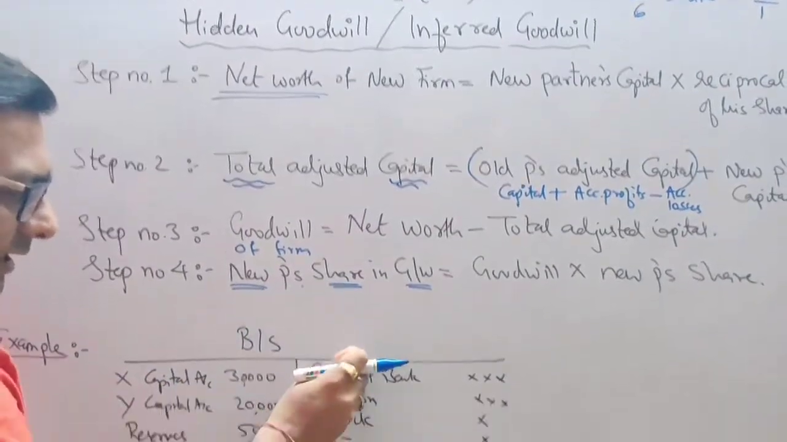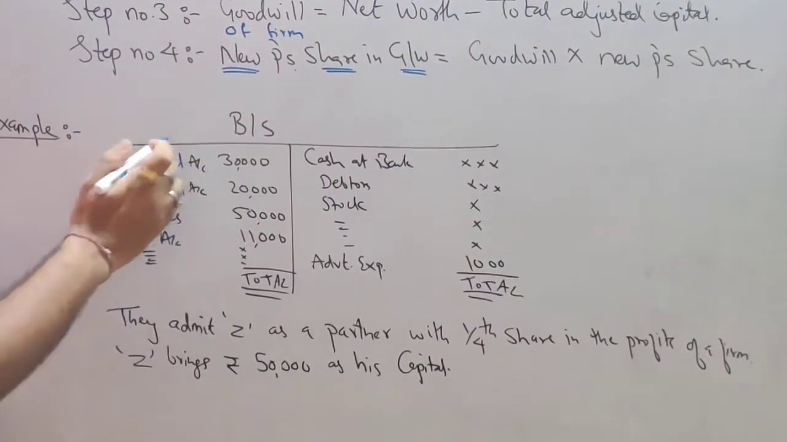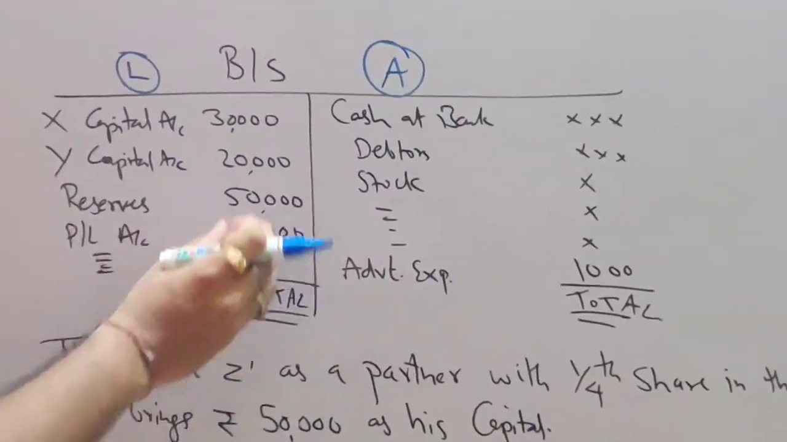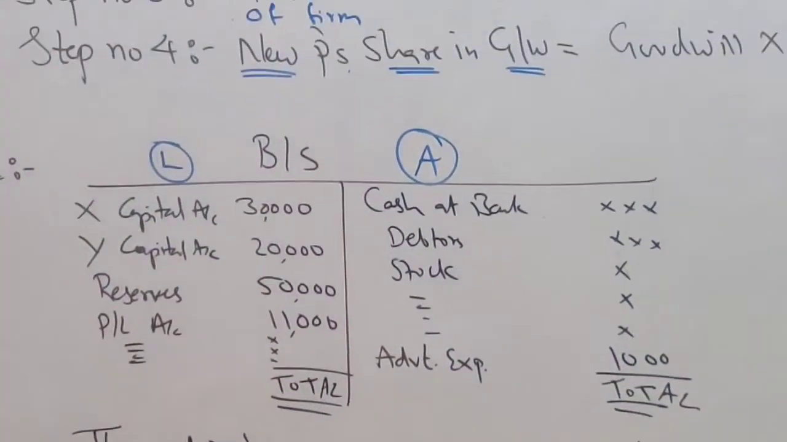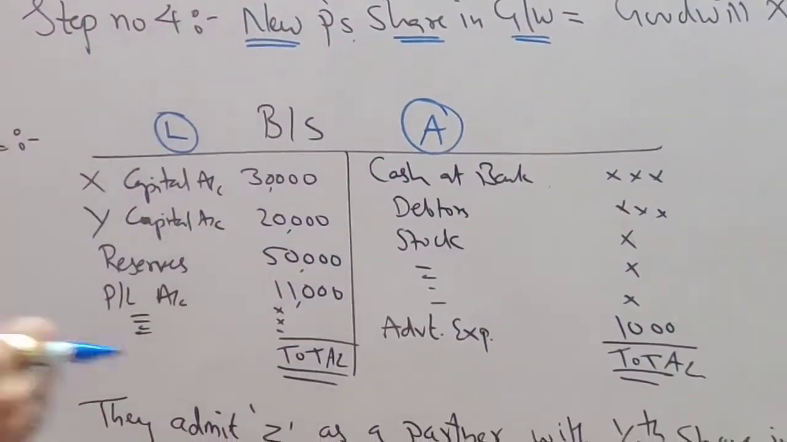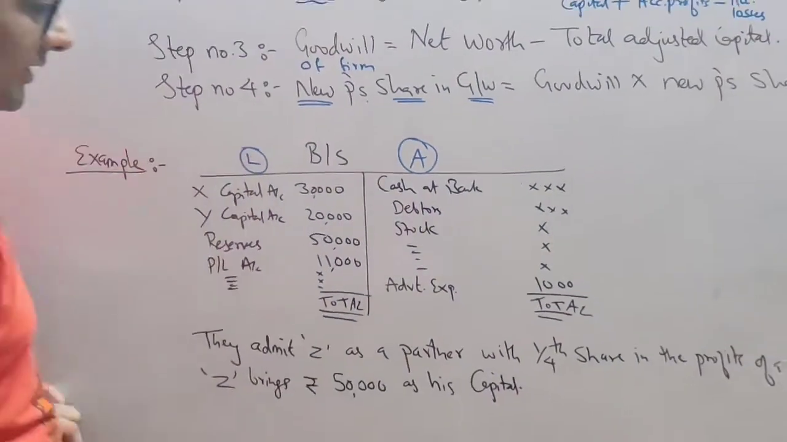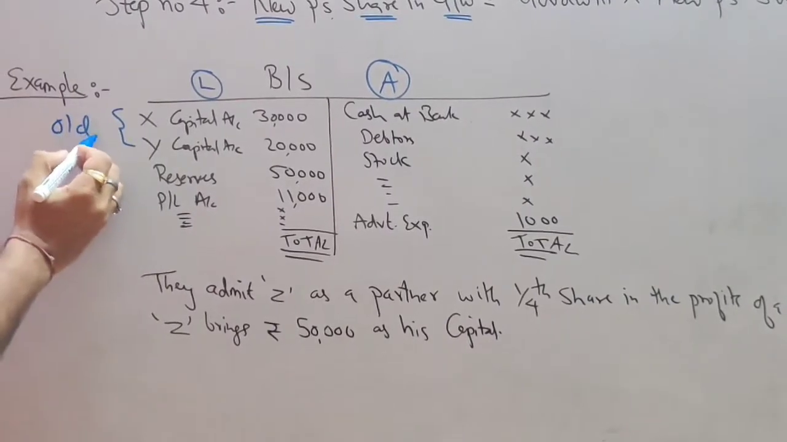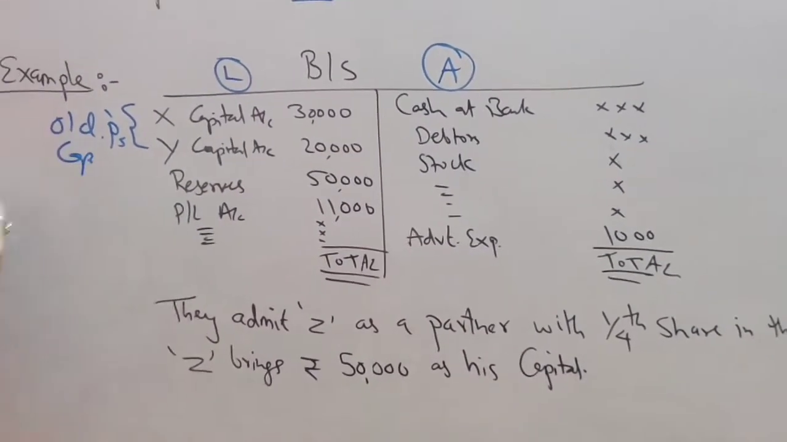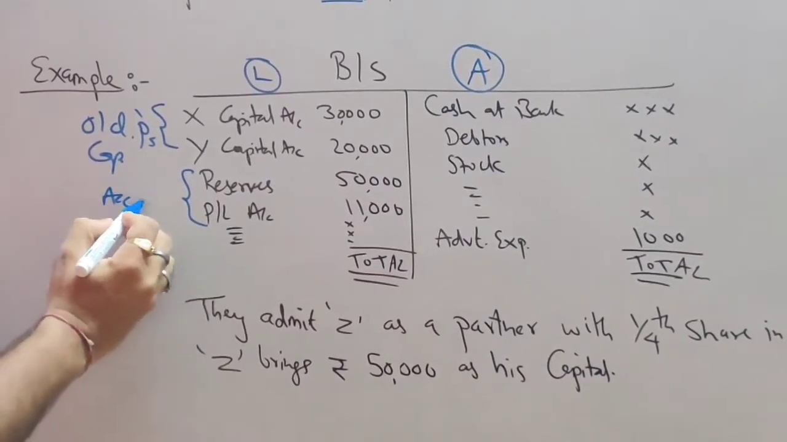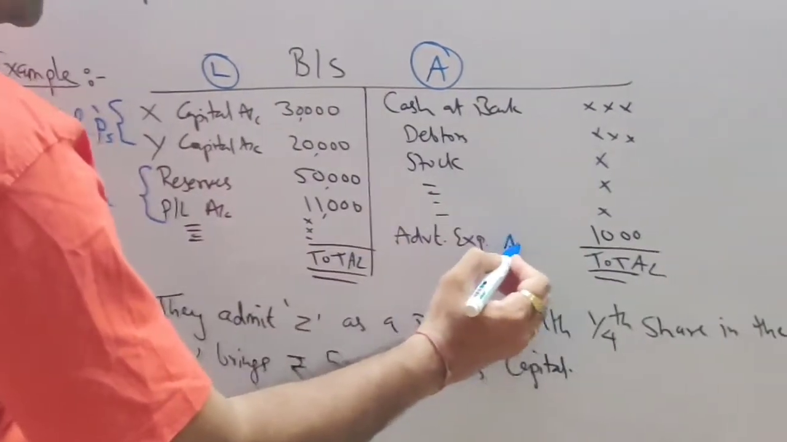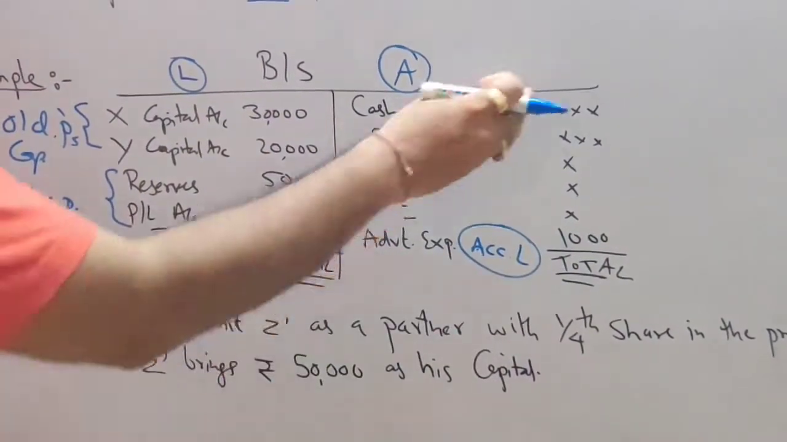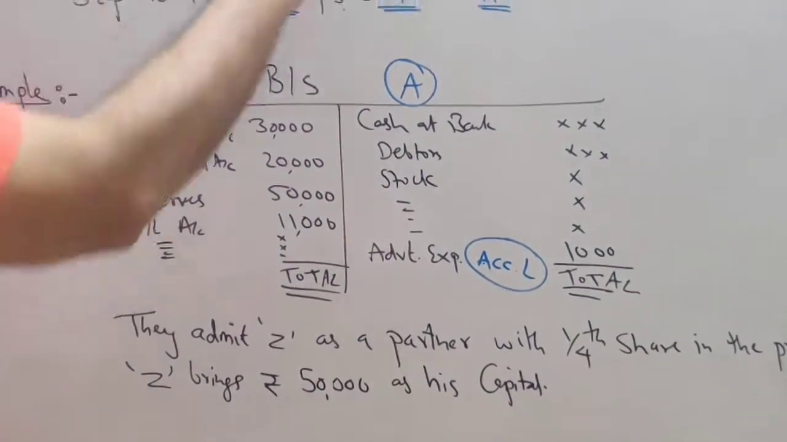So this is a balance sheet with different assets and liabilities; this is the liability side, this is the asset side. I am going to consider only those items which are useful here, and I have written amounts only for those items. This is the old partners' capital, this is your accumulated profits, and this is your accumulated losses. The rest you can ignore for this exercise.